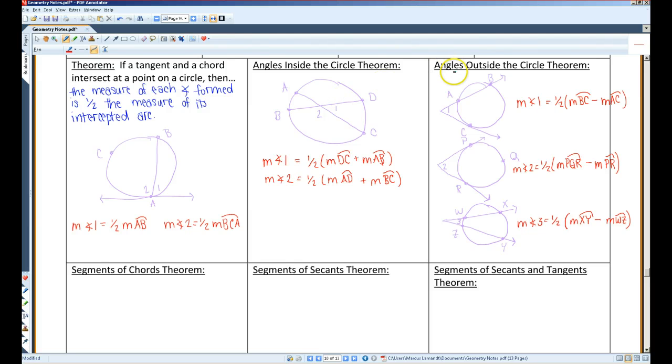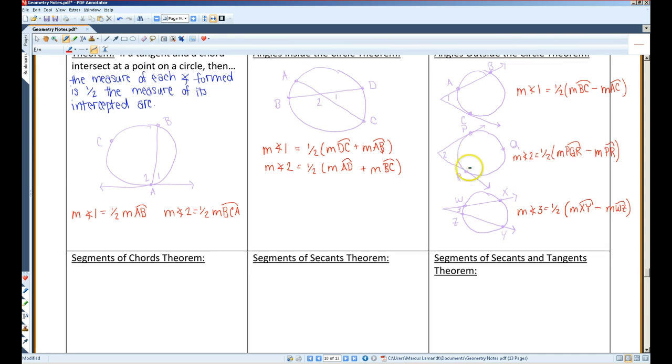If a tangent and a secant, this is a tangent and a secant, or if two tangents or if two secants intersect outside a circle, then the measure of the angle formed is 1/2 the difference between the measures of the intercepted arcs. So basically what you want to think, whether you have two secants, two tangents, or a secant and a tangent, the angle outside the circle is going to equal half the outside arc minus the inside arc. So this angle is half this arc minus this arc. This angle is half this arc minus this arc.